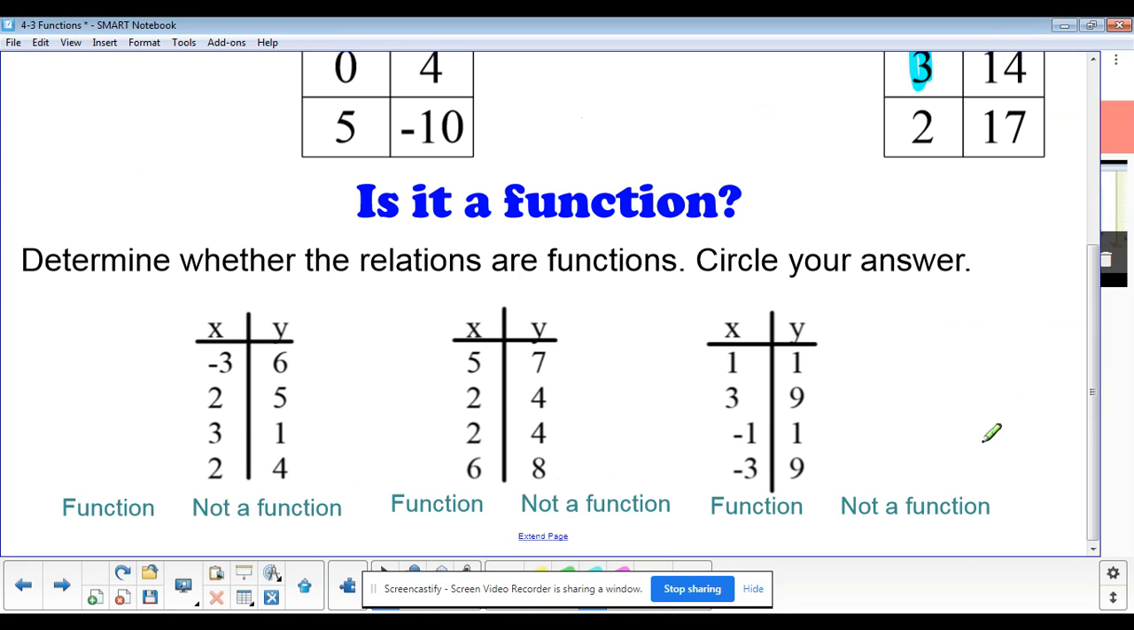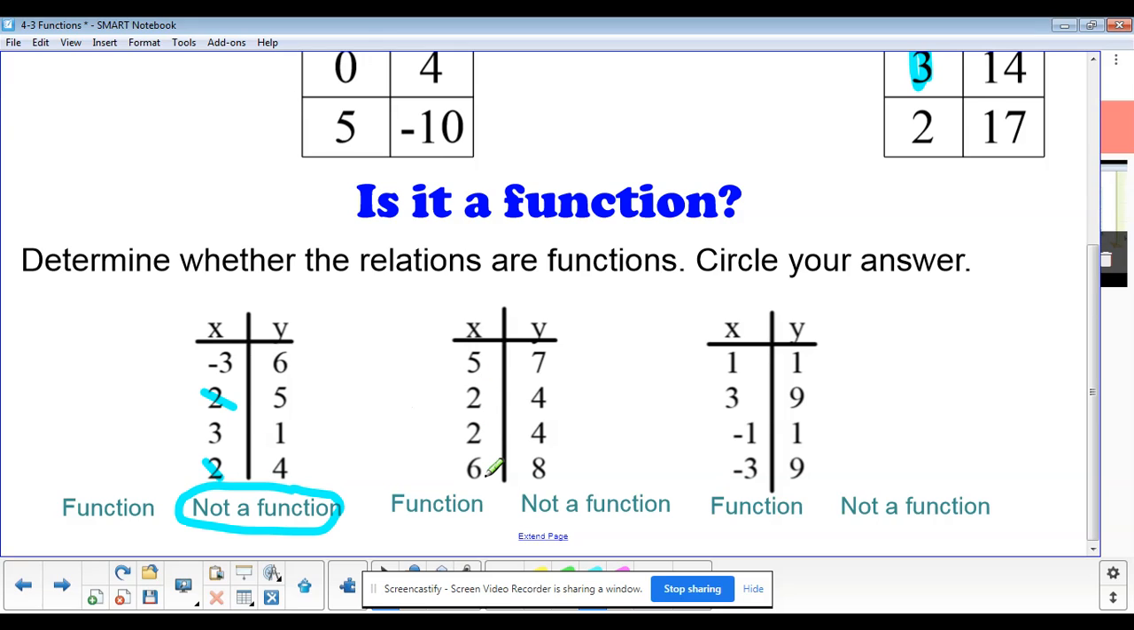So now you're going to see if you can do it on your own. Pause the video, take a second. Let's see if you've got it. All right, taking a quick look. -3, 2, 3, 2. Well, it looks like we have 2 appearing twice. It is not a function.